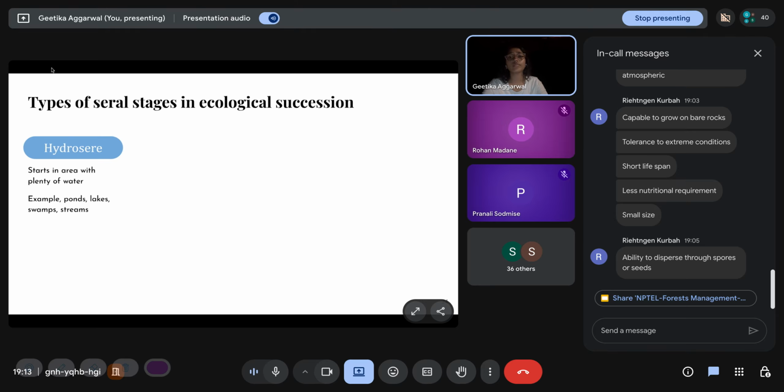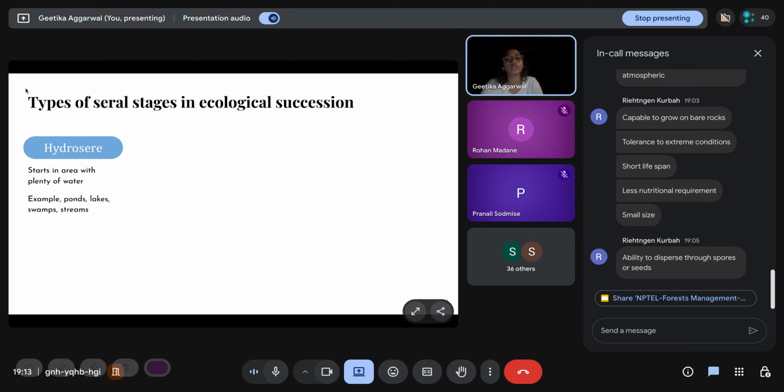Some of these, one of them is hydrosphere. As the term suggests, hydro meaning water. So hydrosphere is basically an area where succession has started with plenty of water. So hydrosphere will be the stages in the ecological succession in an area which started with a lot of water. Example would be ponds, lakes, swamps, streams.